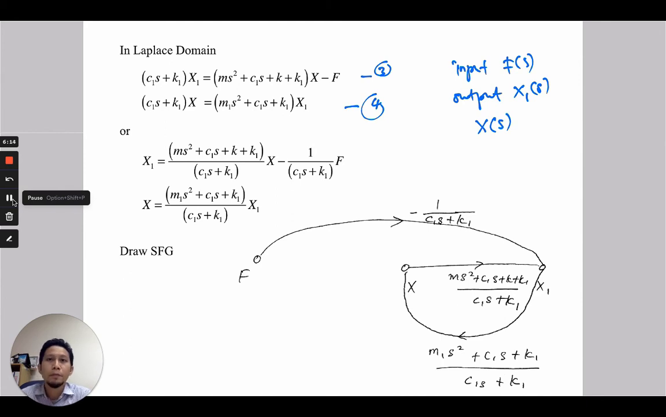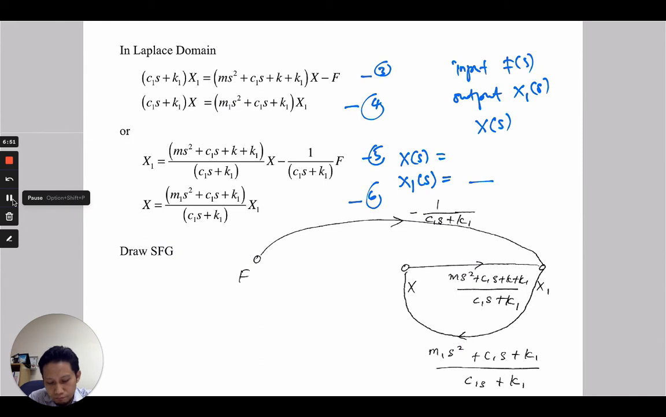And then we have the other parameter, which is xs. Now in order to draw the SFG, we need to have the equation xs equals something and x1s equals something. That's why we rearrange equation 3 and equation 4 into these equations. So we have equation 5 here and equation 6 over here. From equation 5 and equation 6, we can draw the SFG over here.